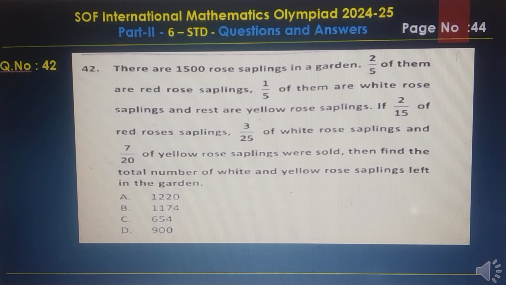Question number 42. There are 1500 rose saplings in a garden. 2 by 5 of them are red rose saplings, 1 upon 5 of them are white rose saplings, and the rest are yellow rose saplings. If 2 upon 15 of the red rose saplings, 3 upon 25 of the white rose saplings and 7 upon 20 of the yellow rose saplings were sold, then find the total number of white and yellow rose saplings left in the garden. Options A, B, C, D are mentioned in the question.